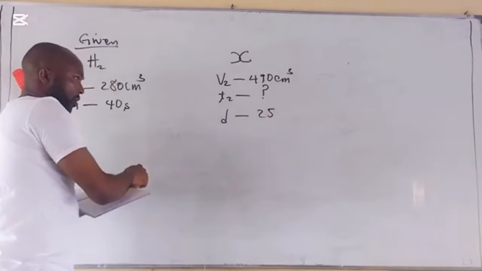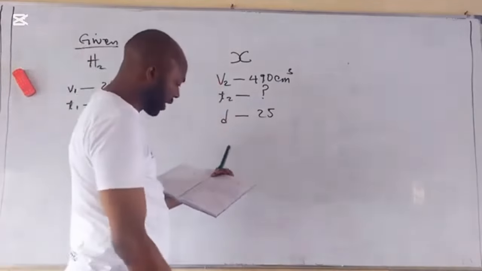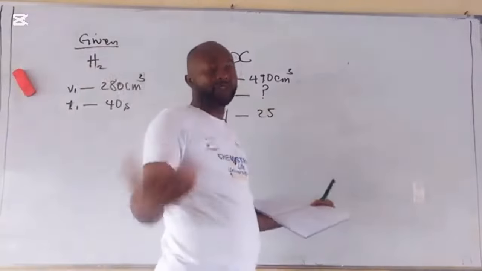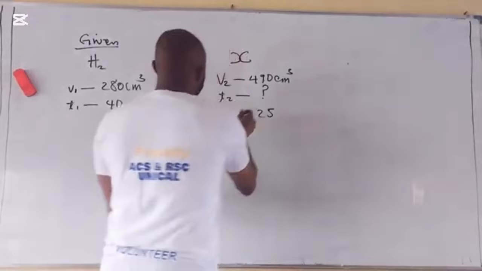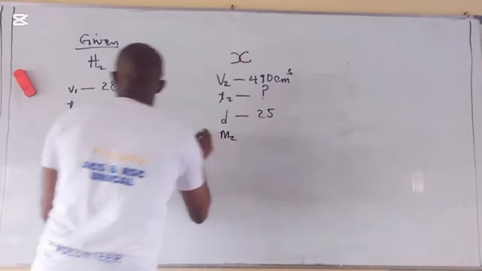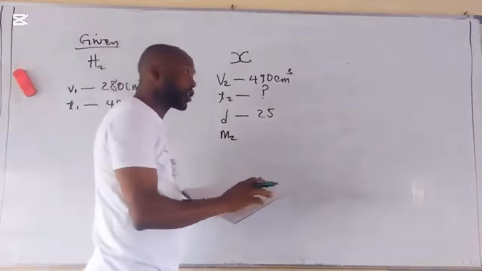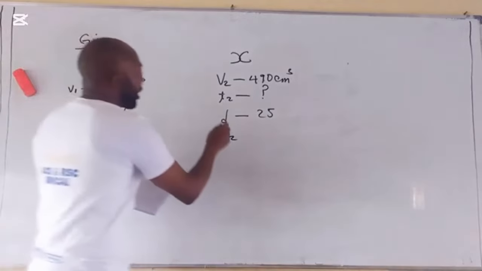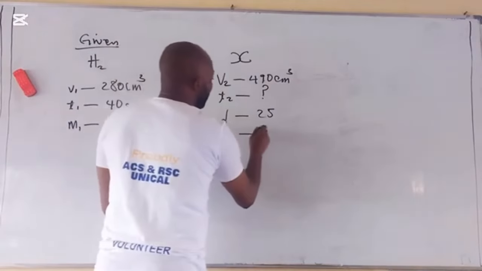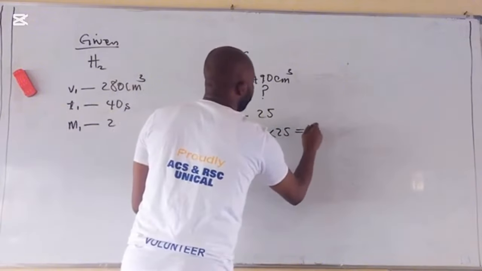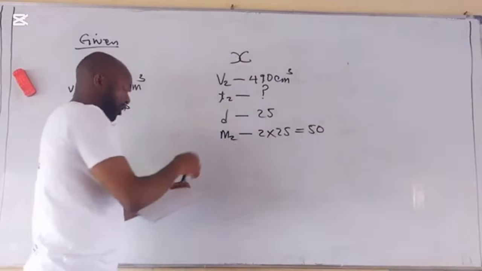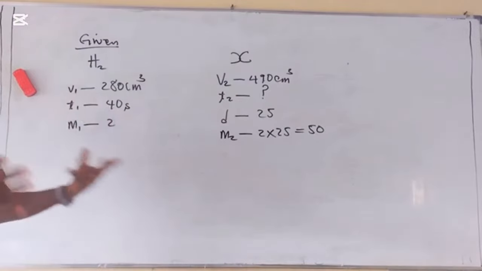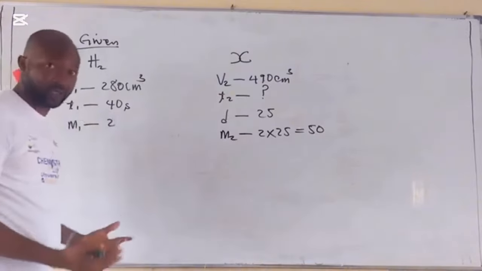Now, we know too well that the relative molecular mass of a gas is 2 times its vapor density. So let's say this will be M2, but in the question they give us the relative molecular mass of hydrogen to be 2. So M1 is 2. Now here, the relative molecular mass will be 2 times 25, which is 50. Now, this is what we can get from the question before we can start solving.